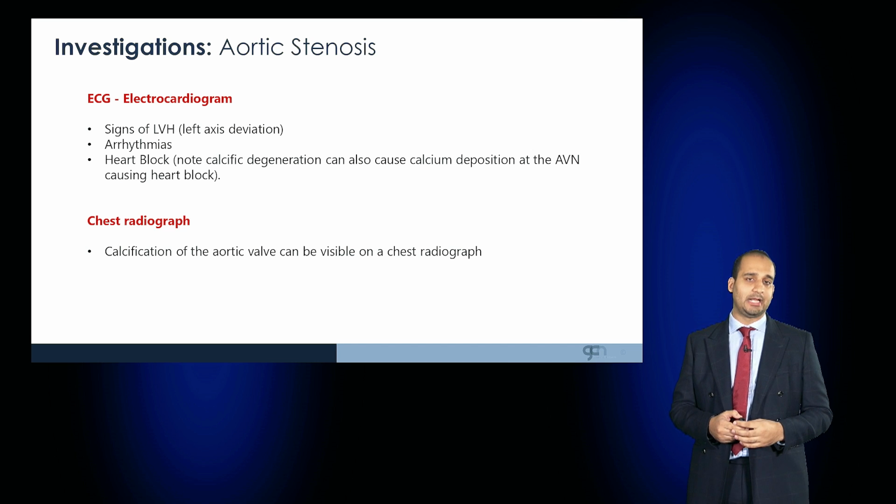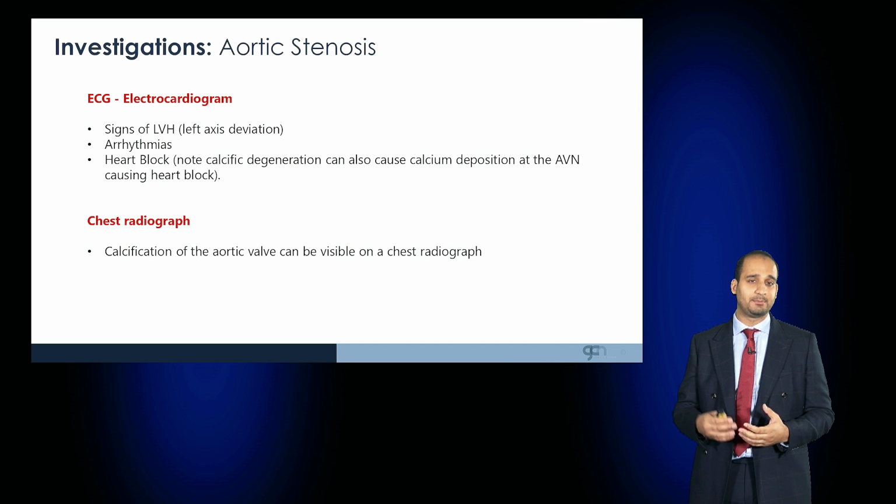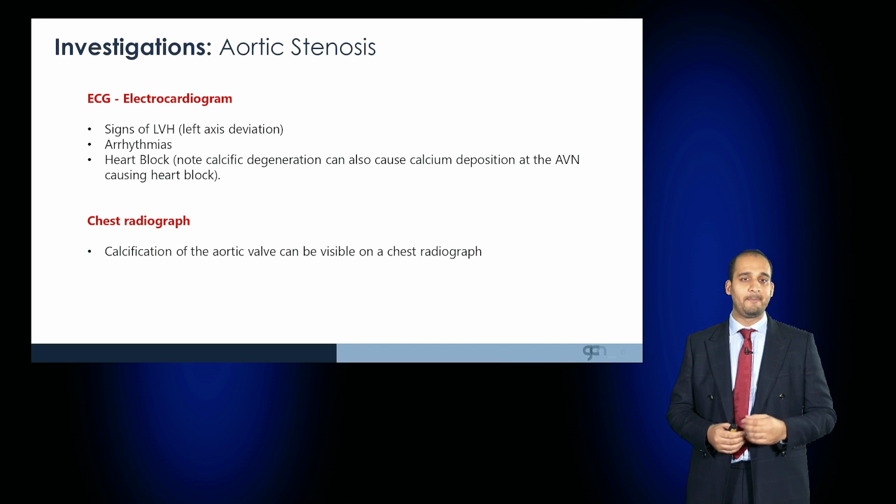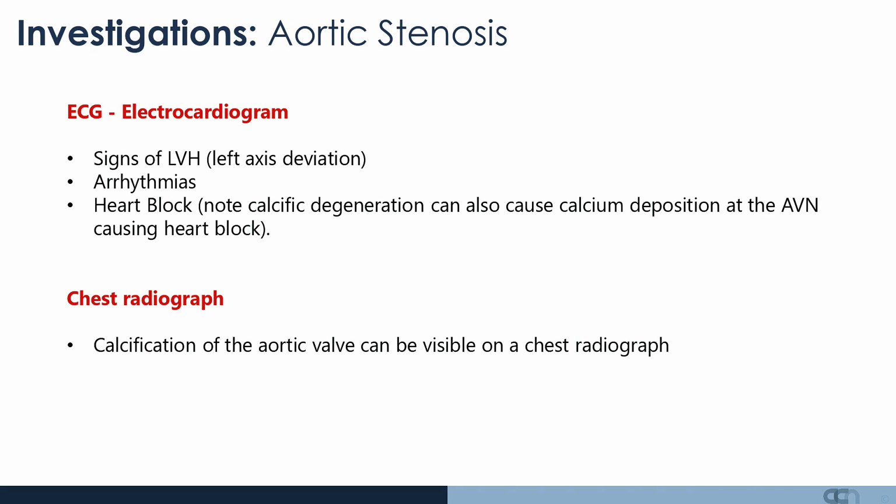An ECG would help you determine whether there's any end organ damage to the heart, signs of left ventricular hypertrophy, which would be evidenced by left axis deviation. You may be able to detect any arrhythmias, and whether or not there's any signs of heart block. Particularly with calcific degeneration of the valve, that calcium can also deposit in the AVN and the SAN, resulting in heart block.